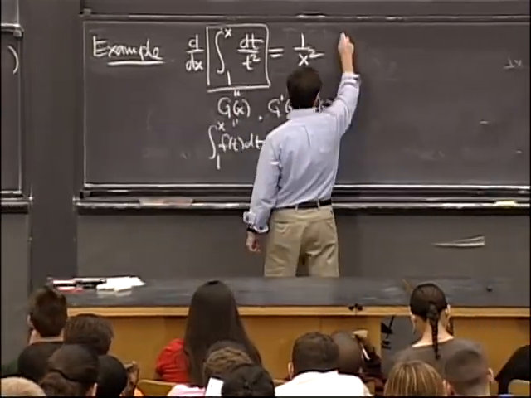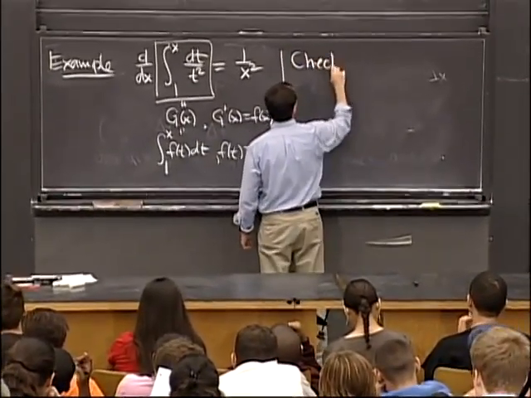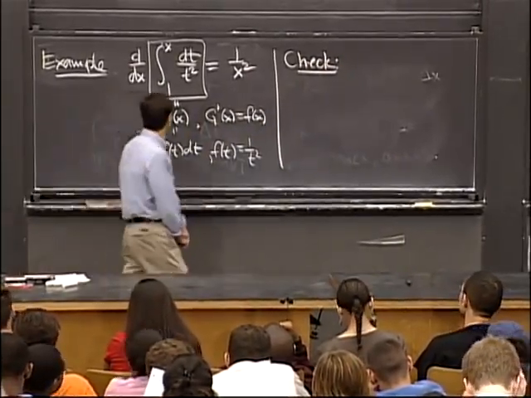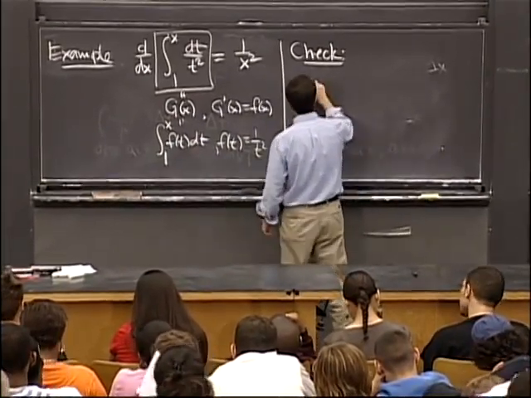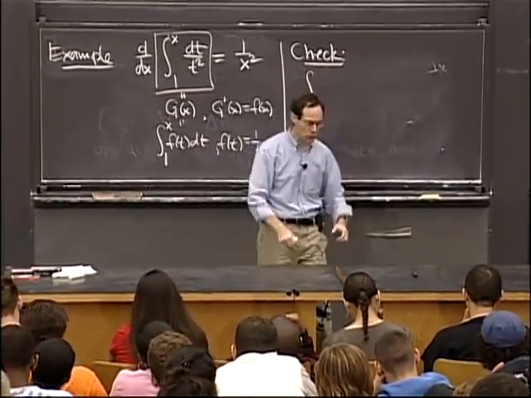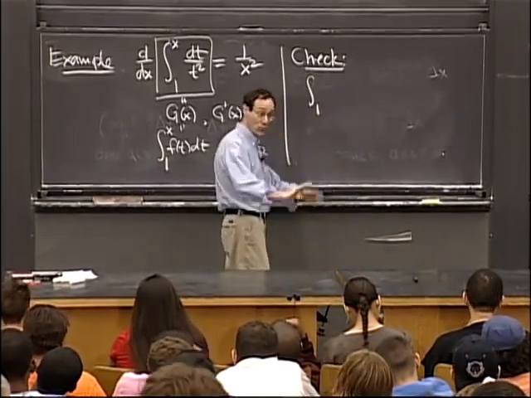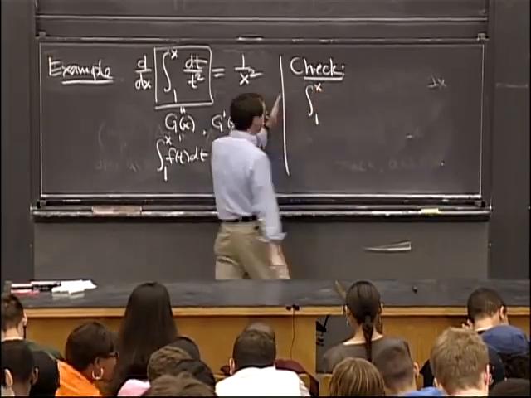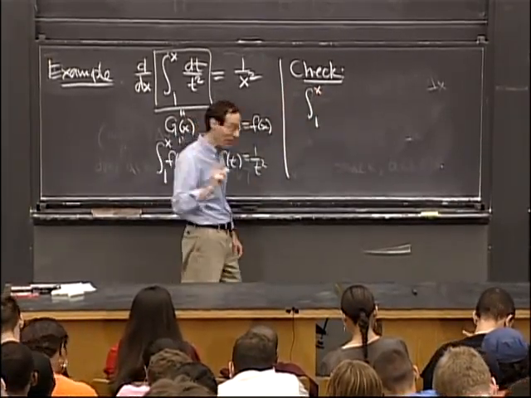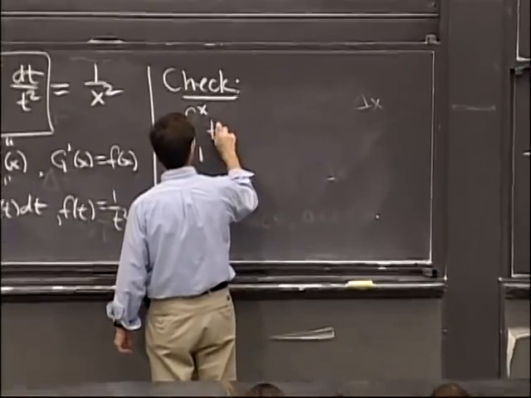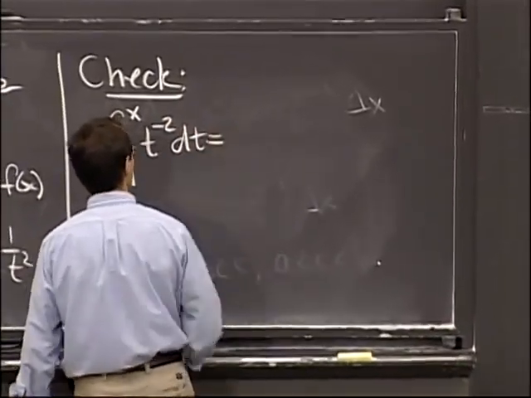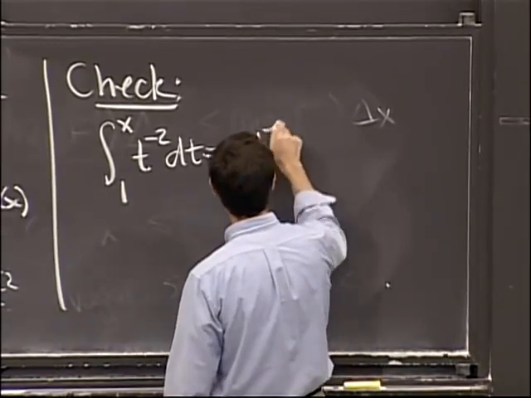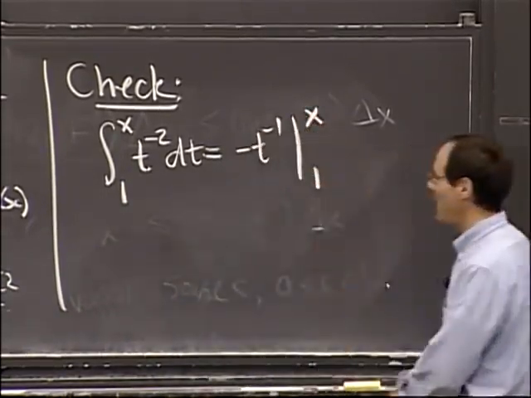Now, I just want to double check it using the fundamental theorem of calculus 1 here. So let's actually evaluate the integral. I'm just going to check that it's consistent. It certainly is slower this way, and we're not going to want to do this all the time, but we might as well check one. So this is our integral, and we know how to do it. And this is minus t to the minus 1, evaluated at 1 and x.